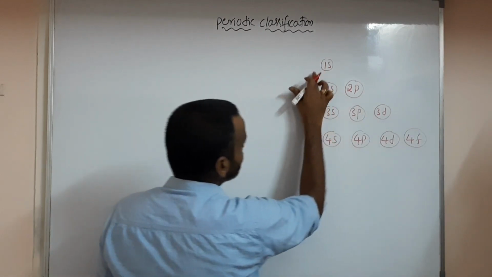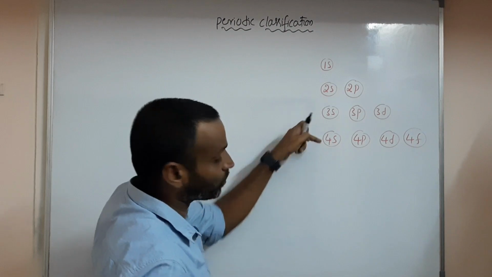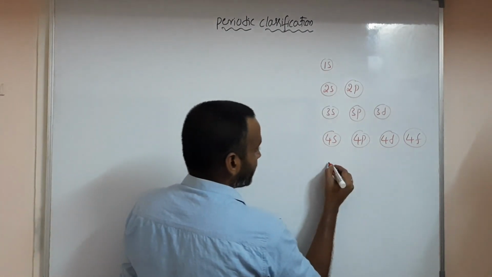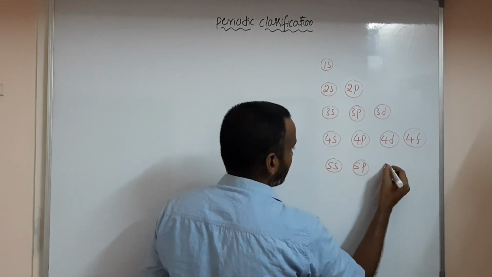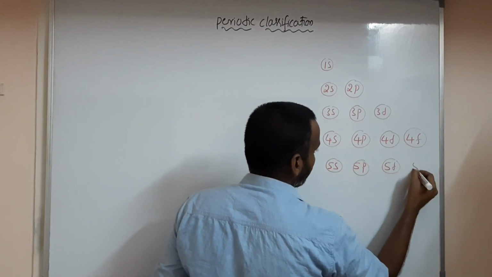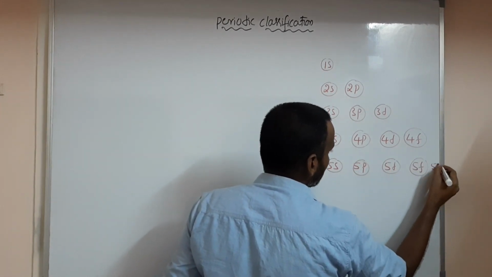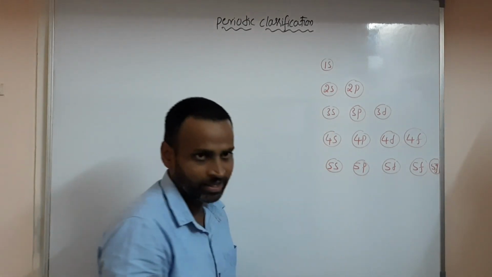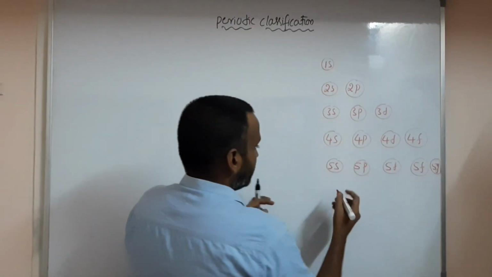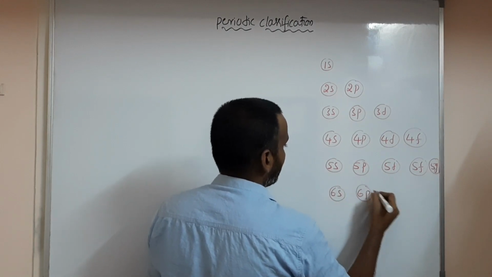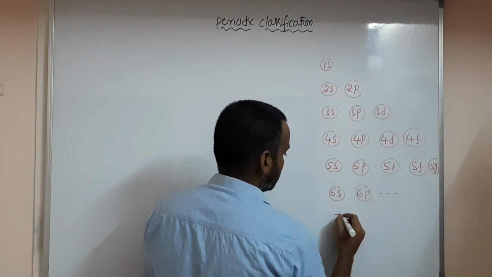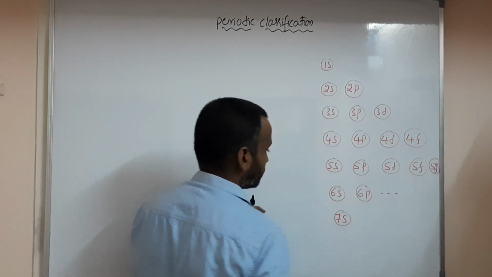The numbers 1, 2, 3, 4 are the shell numbers, you know this already. Next is 5s, 5p, 5d, 5f, and one more will come, 5g. And here you have 6s, 6p and so on, and here you have 7s.